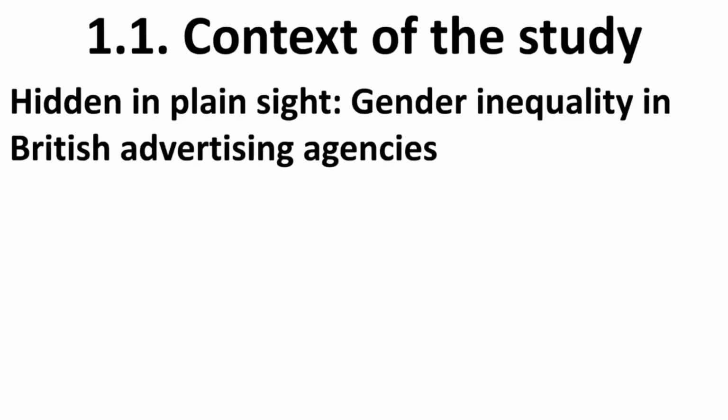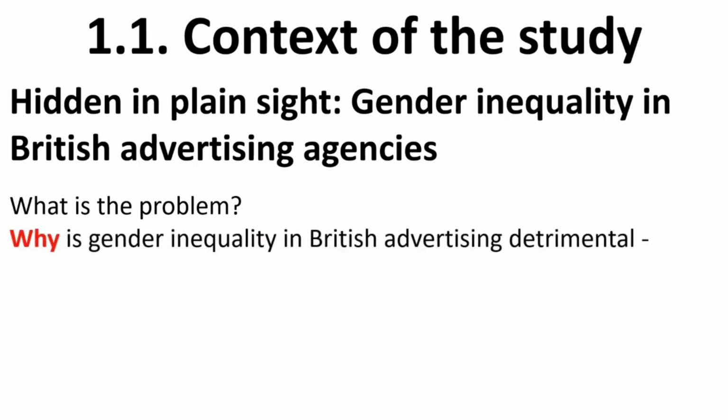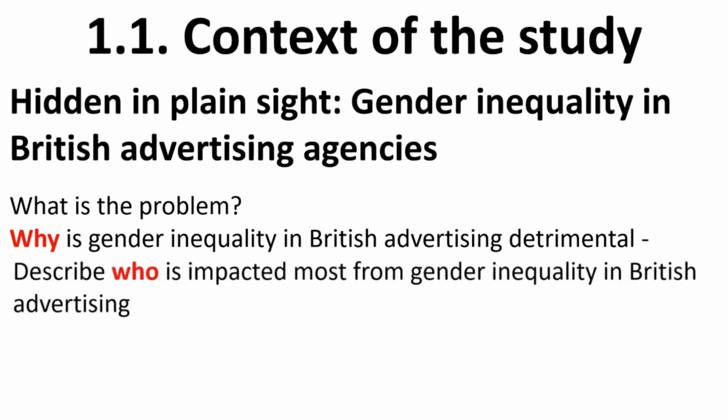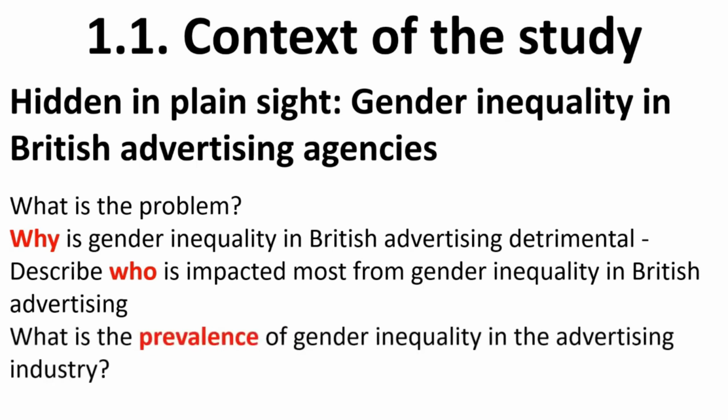So here is an example of what we just discussed. We'll apply what we just discussed. This is a typical assignment question, hidden in plain sight: gender inequality in British advertising agencies. The first issue, describe the problem. What is the problem? The problem is gender inequality in British advertising agencies. Then you'll explain why gender inequality in British advertising agencies is detrimental. Then you'll describe who is most impacted from gender inequality in British advertising. And you will discuss the prevalence, how widespread, how prevalent is gender inequality in the advertising industry.